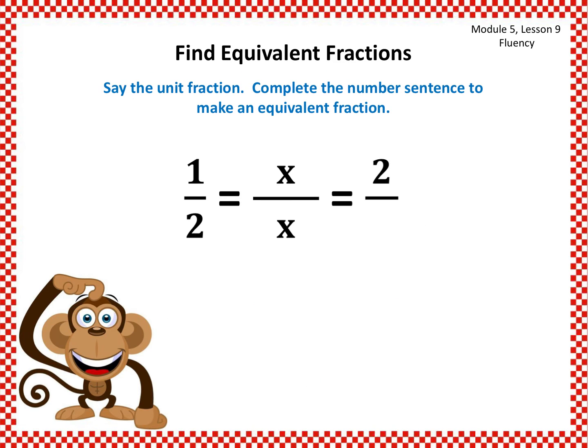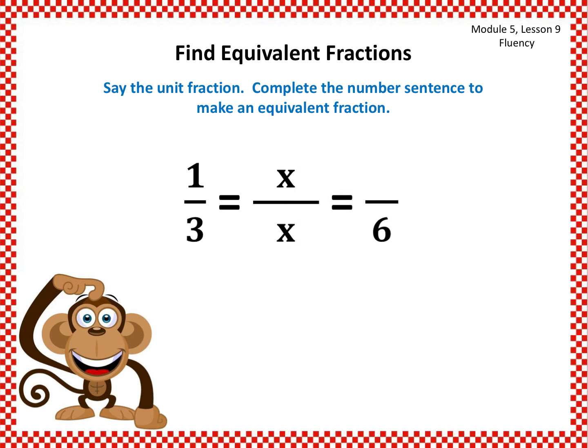We're back to our familiar things, but this time we're not being asked to make a model at this point. So say the unit fraction, which is 1/2, and then what are we going to multiply that by to make an equivalent fraction? They've already done the top. So 1 times what number is equal to 2? Well, 1 times 2. If I do a 2 on the top, I have to multiply by the same number on the bottom. So 2 times 2 is 4. Remember, what happens on the top has to happen on the bottom.